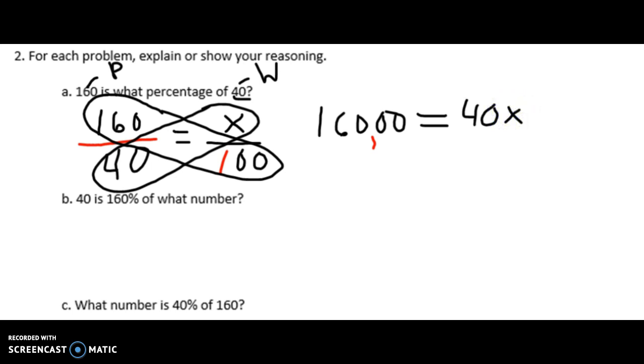Now, to solve for x, I need to divide, because division is the opposite of multiplication. So I'm going to divide by 40 on this side, which means I have to do it on my other side as well.